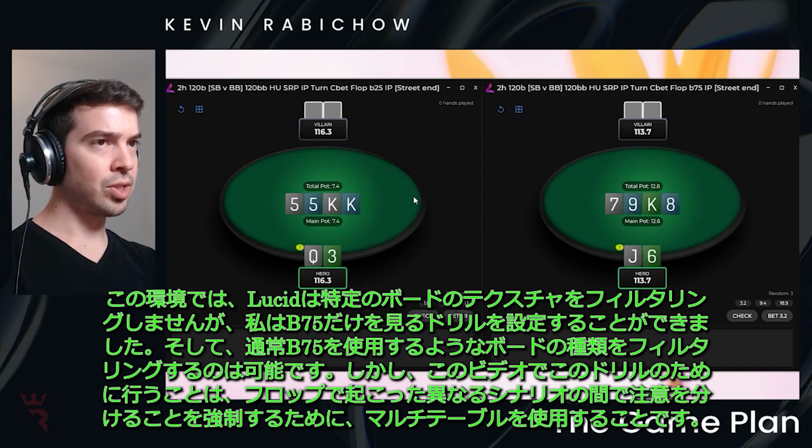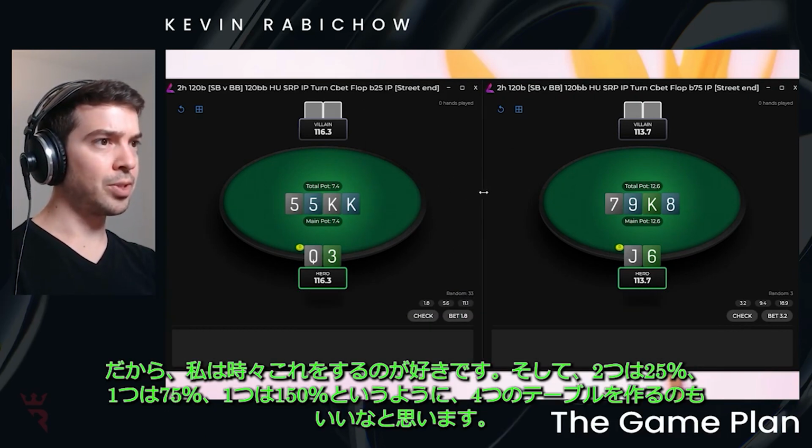Now, Lucid is not going to filter for particular board textures in this environment. I could set up a drill where I'm only looking at B75, and then I filter for the types of boards that I would normally use B75. That is possible. But what I'm going to do for the purpose of this video is multi-table it to force myself to split attention between the different scenarios that happen on the flop.